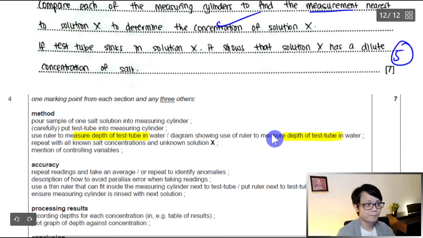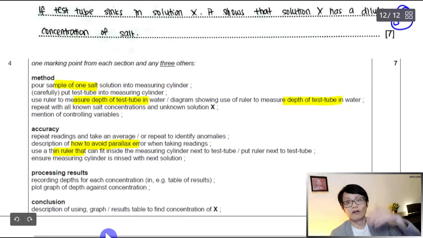Okay, this one I can give 1 mark. I already gave 1 mark for perpendicular eye level. But he also said repeat, and I already gave 1 mark for the repeat. Use a thin ruler to measure, something like that. If you want to say use a thin ruler, the points are all over the place.